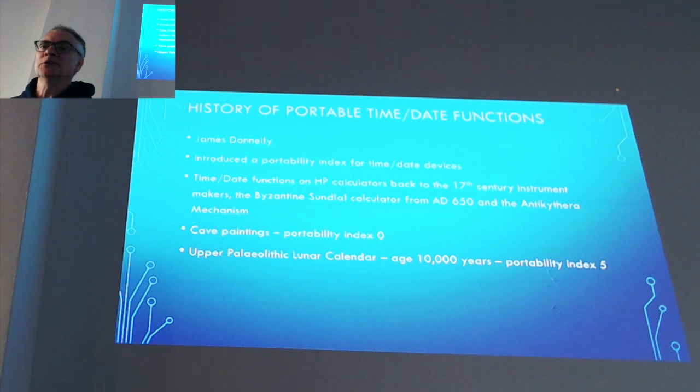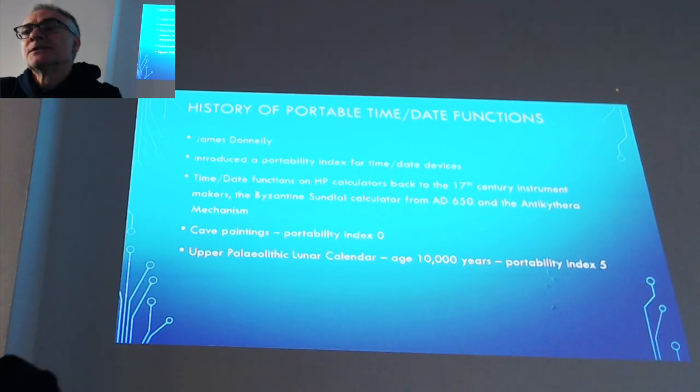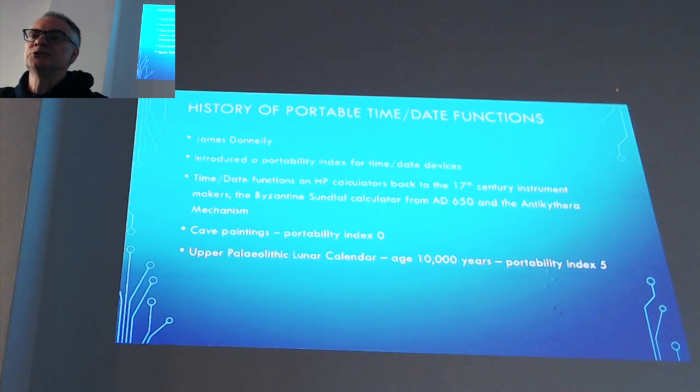So he started off with time and date functions on HP calculators and went back all the way to the 17th century instrument makers, the Byzantine sundial calculator from AD 650, and the Antikythera. I watched the latest Indiana Jones film on the plane on the way out to Orlando. So the Antikythera, as well as the 30 or so functions that they've identified that it did, apparently also identifies wormholes in time-space that the Nazis can fly through and go back and alter history.